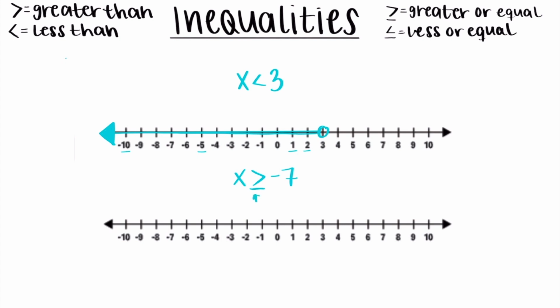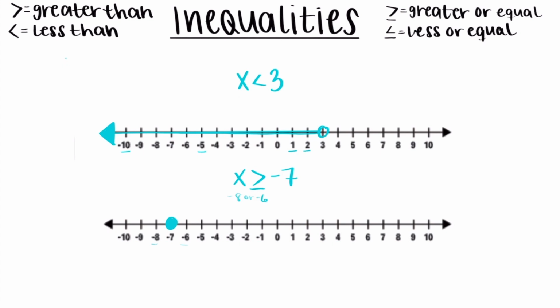Looking at my second example, now we do have that equal to sign in there. So this is saying x is greater than or equal to -7. So this time when I put my circle on -7, I am going to fill it in because it can equal -7. Now, same strategy if I try to plug in -8 or -6, which one would work?